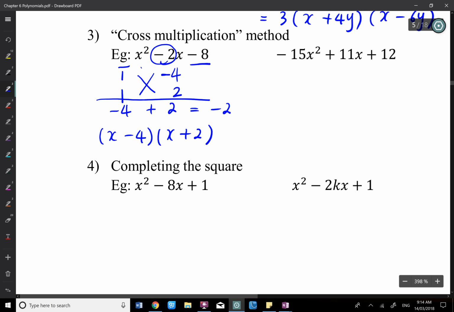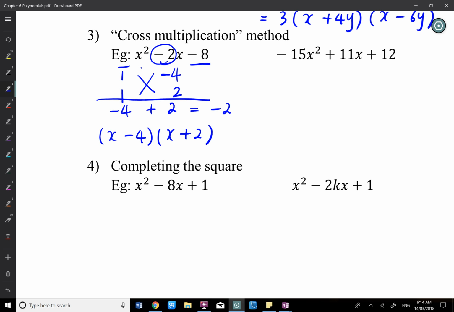That should be what you have learned last year. Okay, so factorize quadratic. If you read vertically, the 1 and 1 will make the coefficient of x squared. If you times -4 and 2, that will give you -8. And then you cross multiply them and add them, you should achieve the middle number. So that's how this method works. When the coefficient is 1, maybe you can see it already, so you can directly write out the answer.